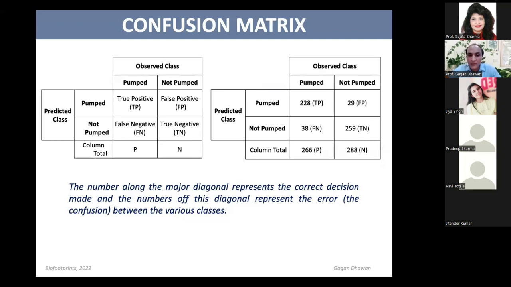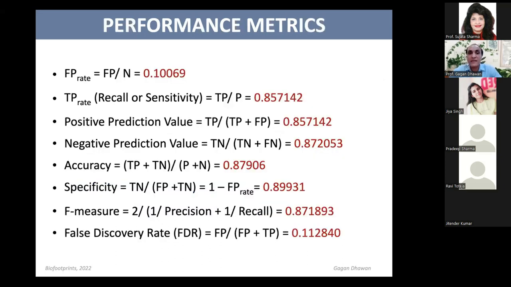And the numbers along the major diagonal represent the correct decisions. The numbers of this diagonal, that means true positive and true negative, are correct decisions, whereas the numbers of this diagonal represent the error. That's why we use the word confusion matrix for this. So we say this represents the error between various classes, and then we calculated various parameters like false prediction rate, positive prediction value, negative prediction value, accuracy, specificity, FDRs.